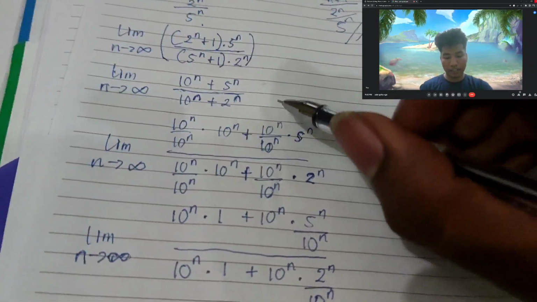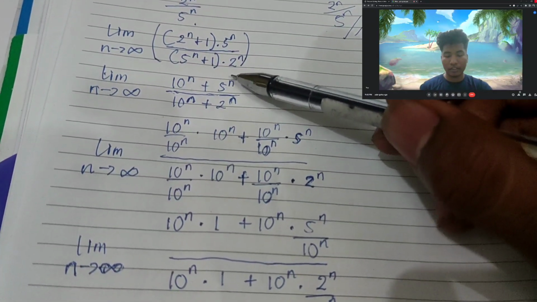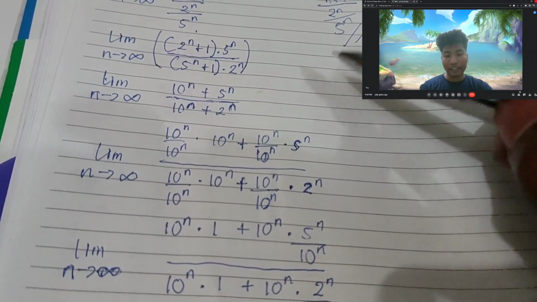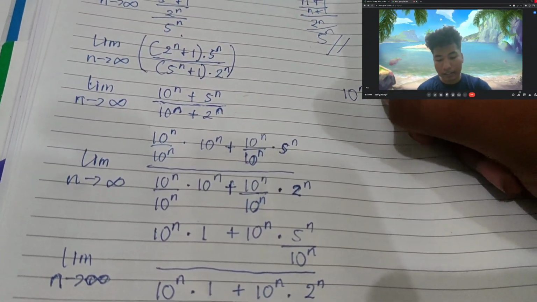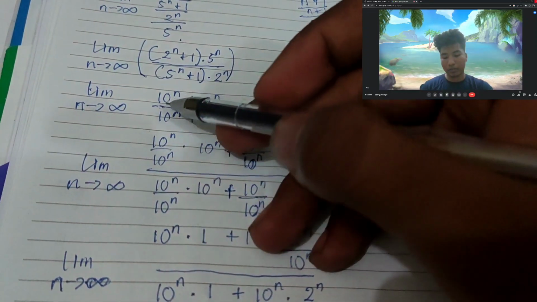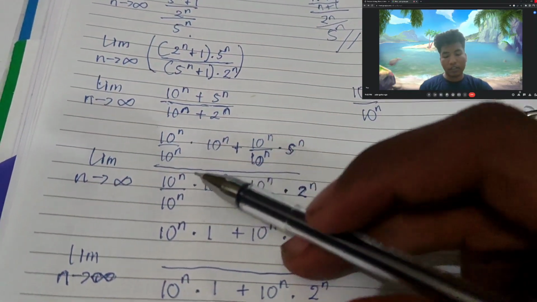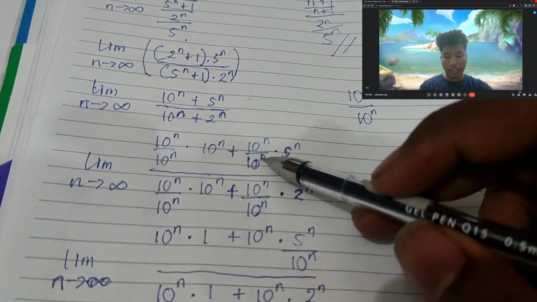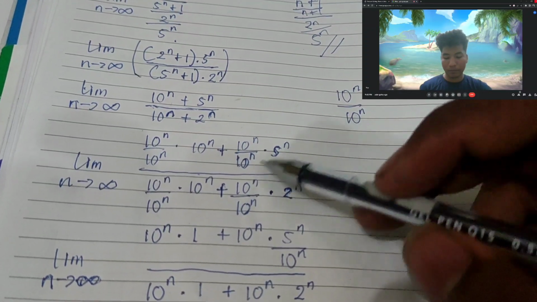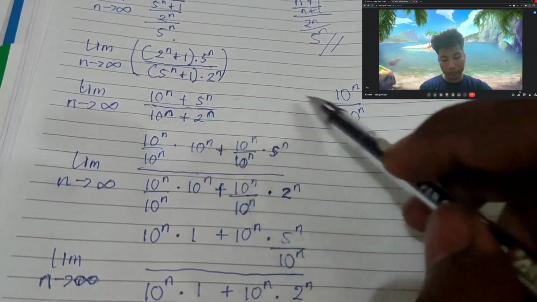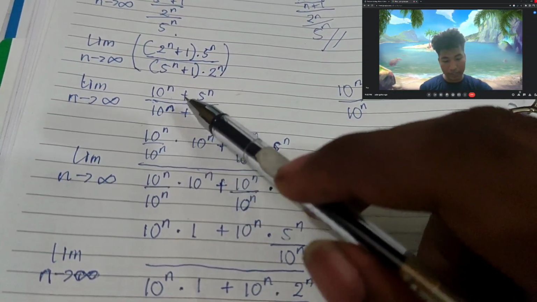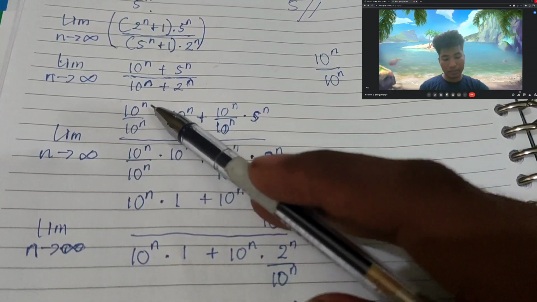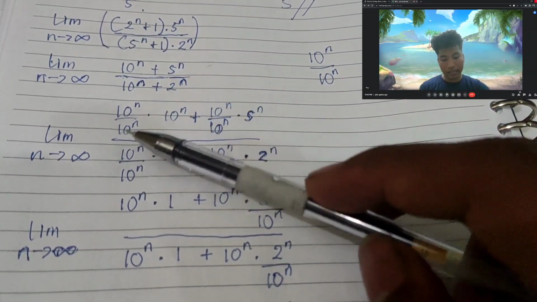In order to simplify this, we multiply each term by 10 to the n over 10 to the n. It's clear because 10 to the n over 10 to the n times 10 to the n plus 10 to the n over 10 to the n times 5 to the n, with the plus sign between them. And the same with the denominator: 10 to the n over 10 to the n times 10 to the n, plus 10 to the n over 10 to the n times 2 to the n.